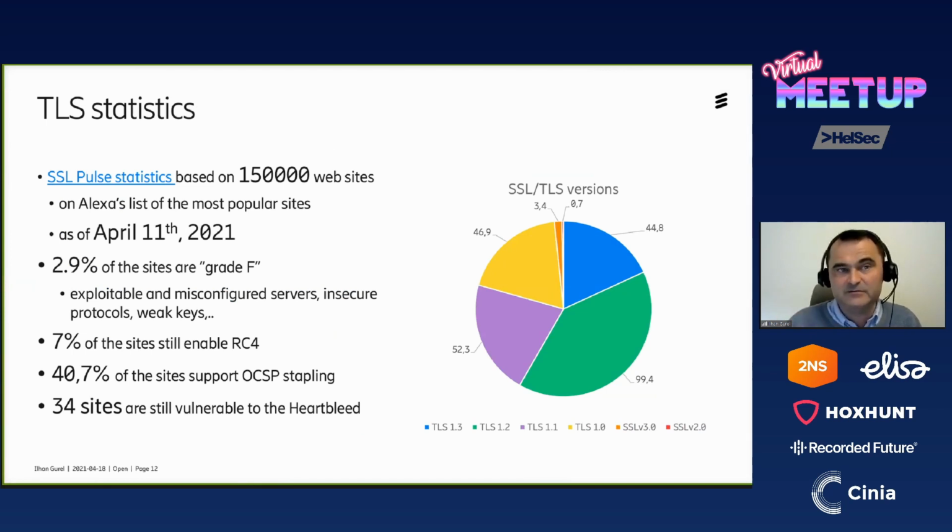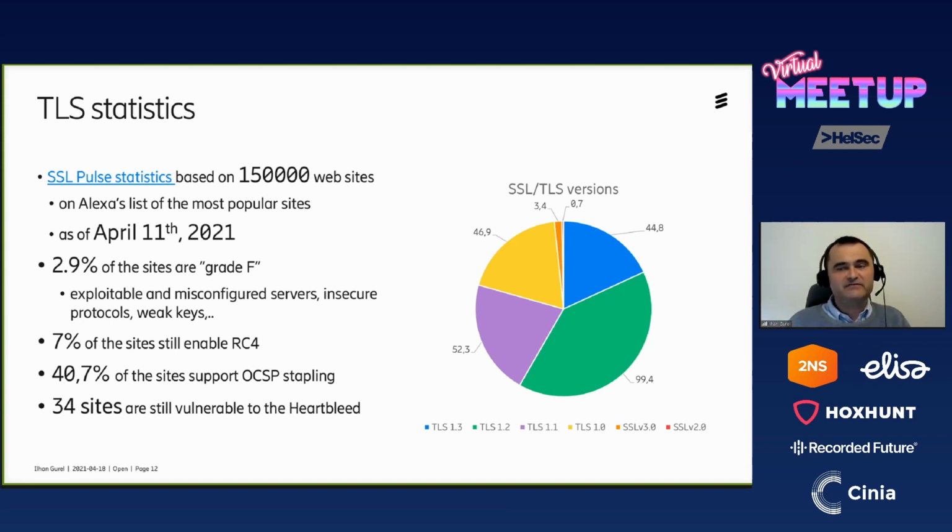I would also like to give you a little bit of statistics, which I was recently looking at. It's from SSL Pulse statistics, based on 150,000 websites from Alexa's list of most popular sites. If you look at the versions being used, we can see that TLS 1.2 is the most commonly used, with 99.4% of those servers supporting it. TLS 1.3 use is increasing steadily.